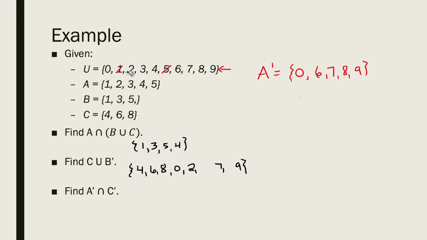Now, we'll do the same thing with C. We need C complement. So I'm going to compare set C to the universal set. I'm going to mark off the elements that are in C. So C has 4, 6, and 8. So C complement will have 0, 1, 2, 3, 5, 7, and 9.